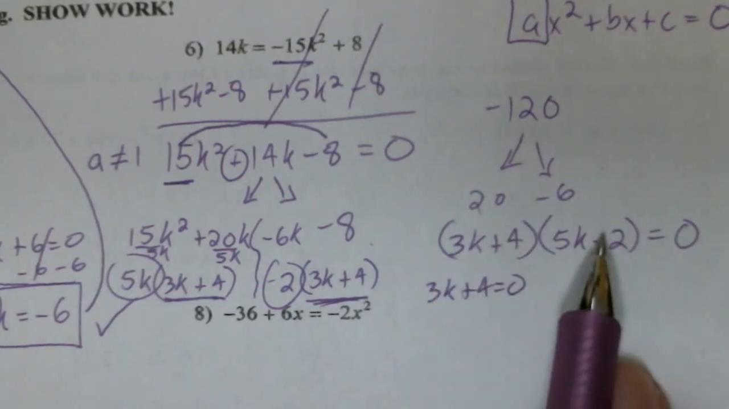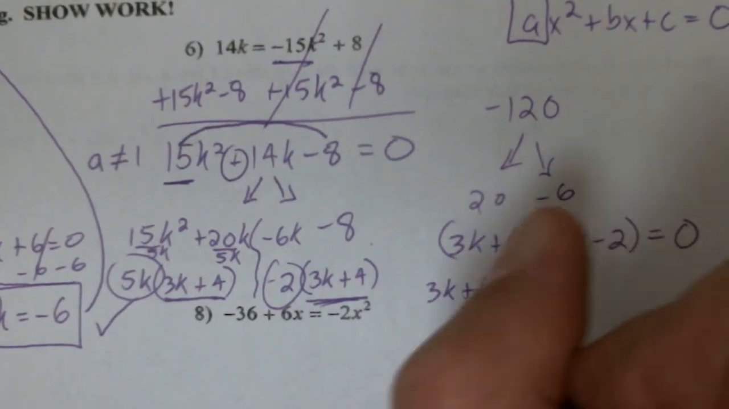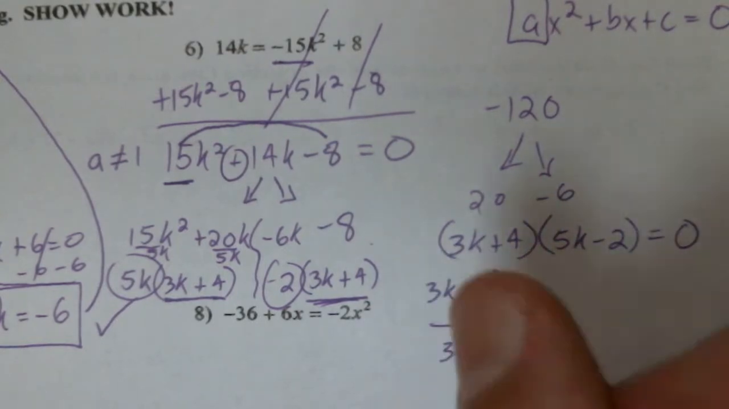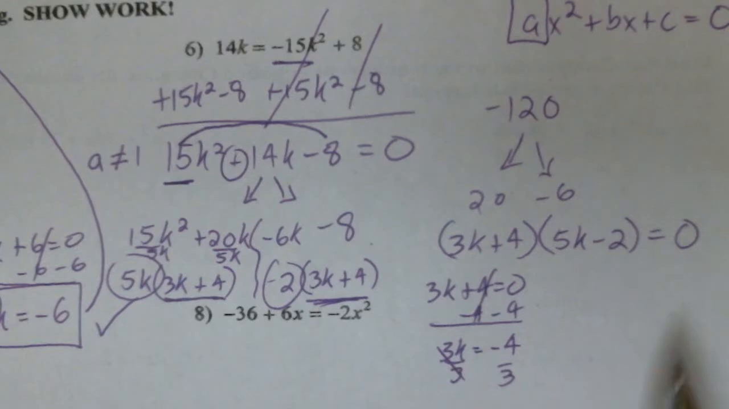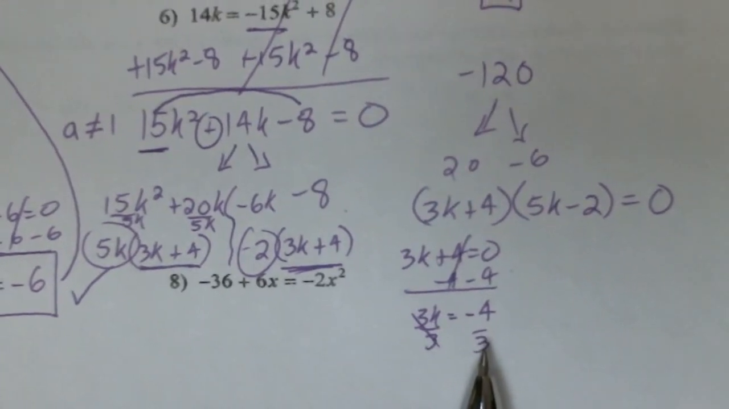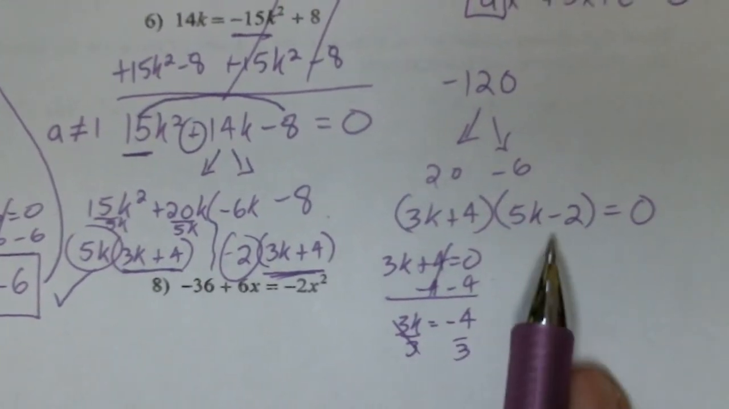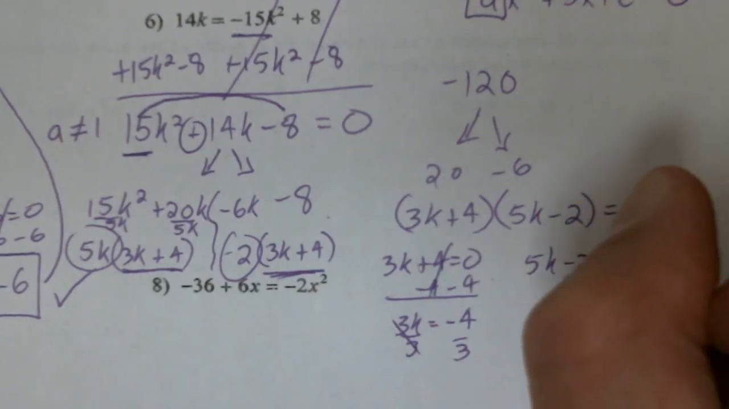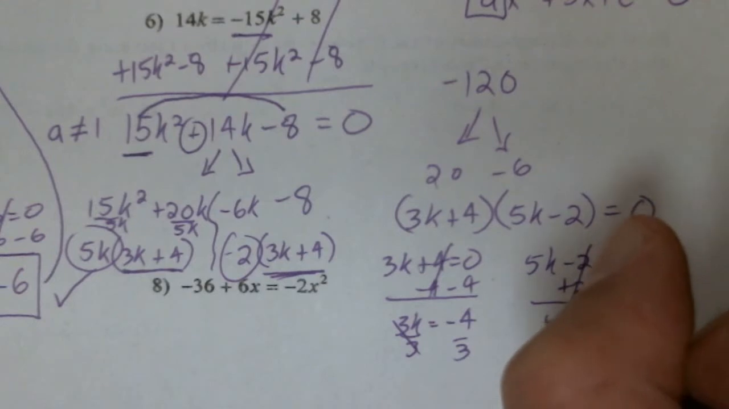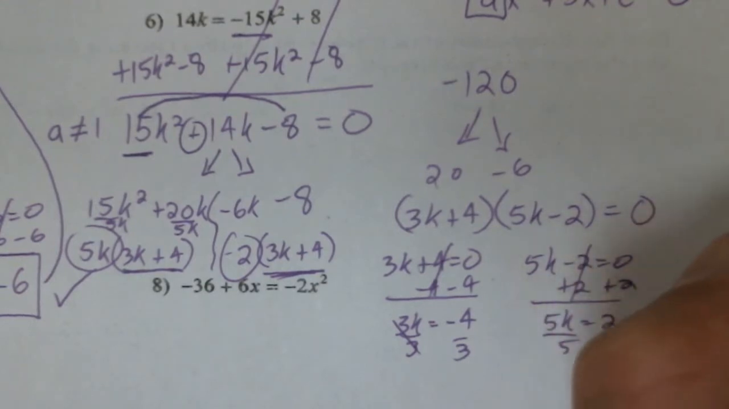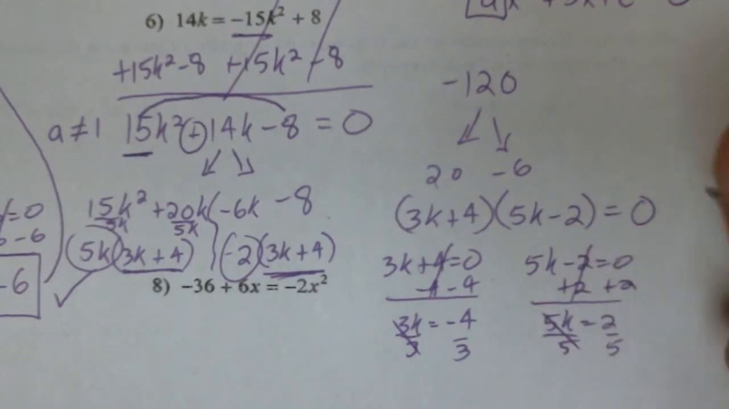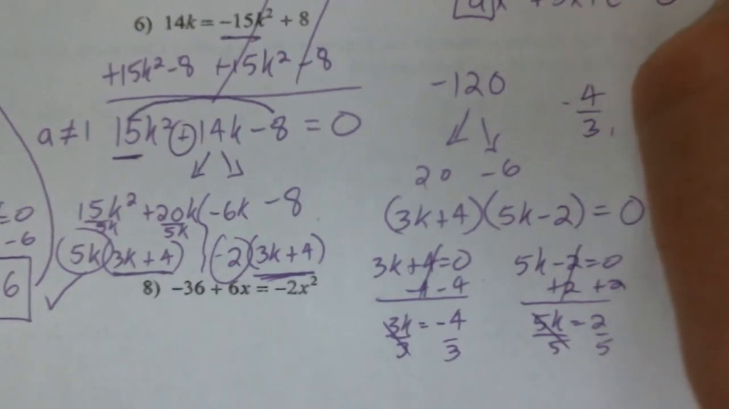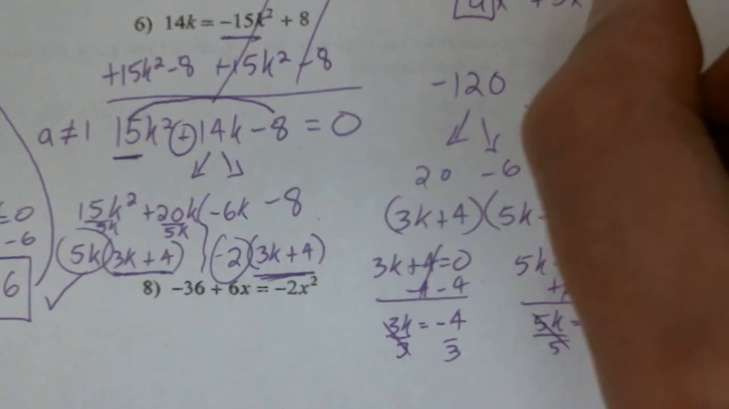Okay, first thing you do is just move that guy to the other side. So I'm subtracting 4. 3k equals negative 4. And then I'll divide by 3. So one of my solutions is negative 4/3. And then I've got to do the same thing over here. I've got to set 5k minus 2 equal to 0. Add 2 to both sides. 5k equals 2. Divide by 5. And so my solutions are negative 4/3 and 2/5.